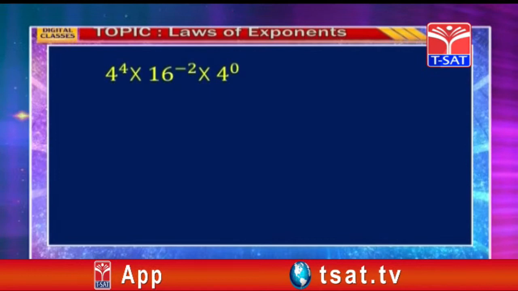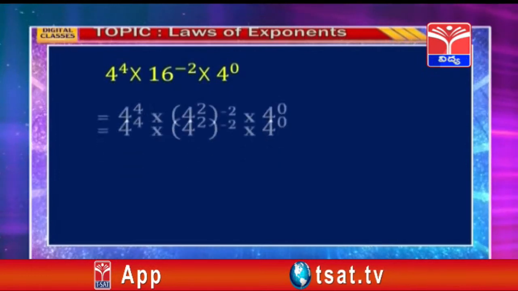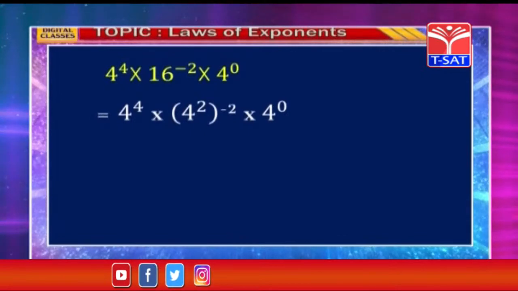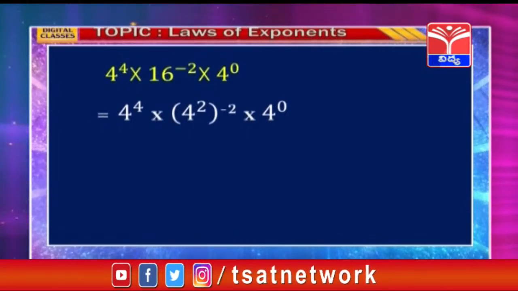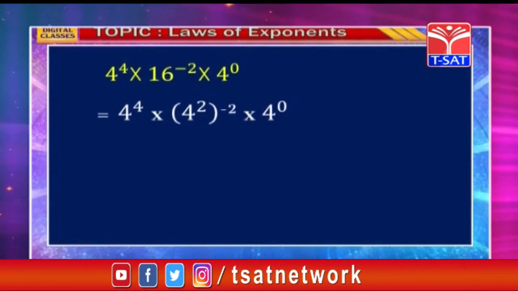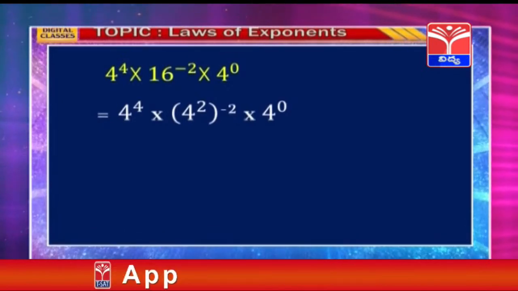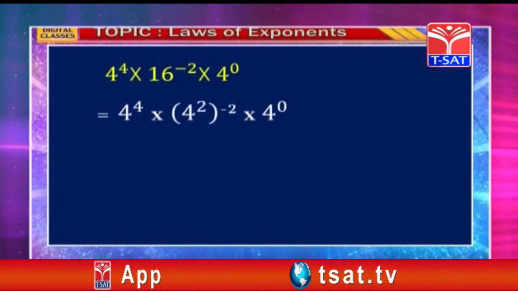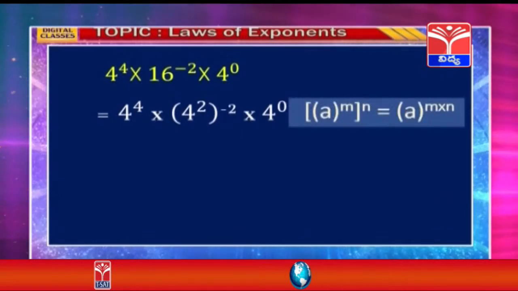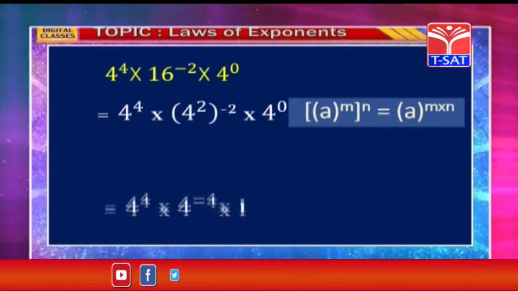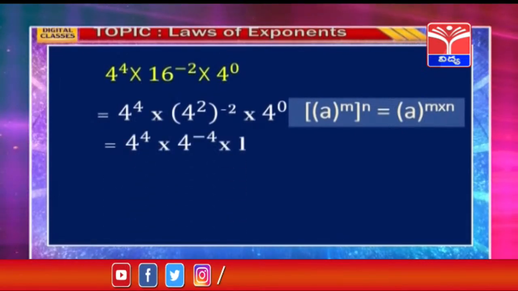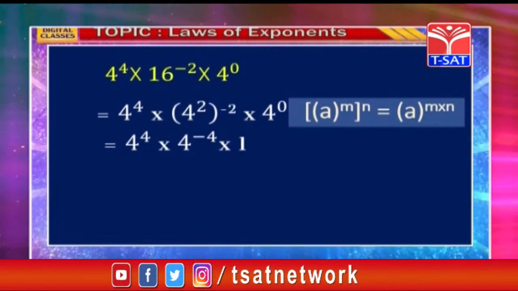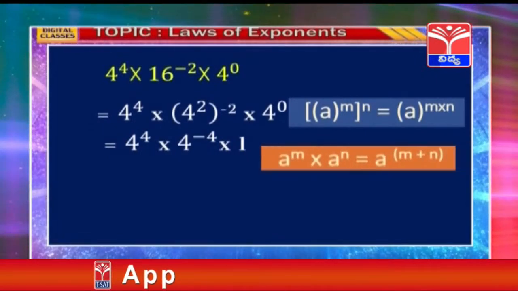Now in this problem, 16 can be written as 4 square. See here, two bases are 4. So we have to make 16 also with the base like 4 here. So 16 can be written as 4 to the power of 2. According to this law, you can write 4 to the power of 2 whole to the power of minus 2 like 4 to the power of minus 4. And you know 4 to the power of 0 value is 1.